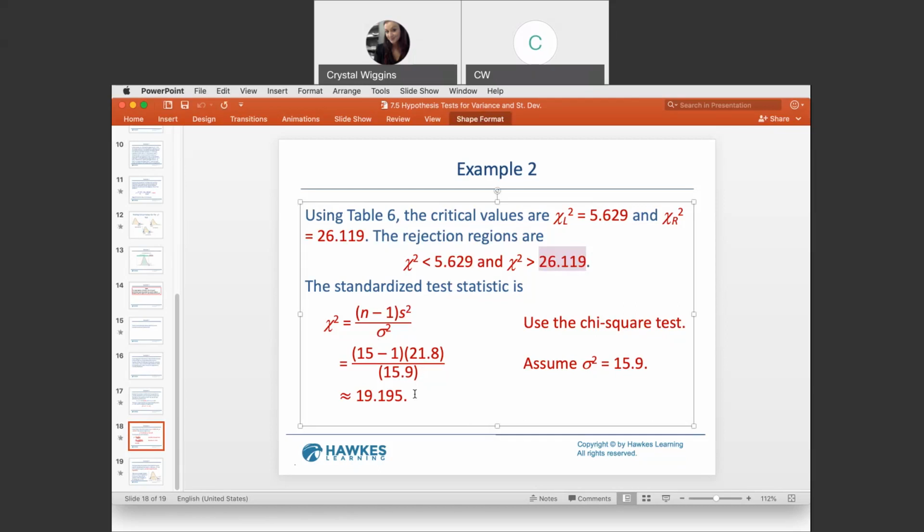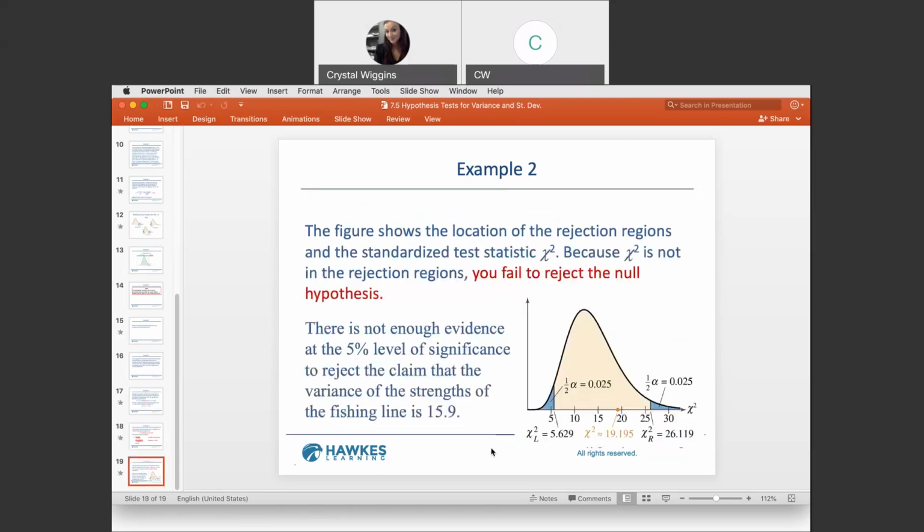Our chi-squared statistic is 19.195. And if we look at our upper limit, it's 26 and lower limit at 5, we are in between, and therefore we are going to fail to reject the null hypothesis. The figure shows the location of the rejection regions, bigger than 26, lower than 5.6. We see our chi-squared statistic falls in between in the safe zone, and we're failing to reject the null.